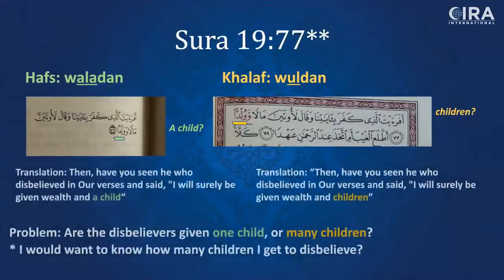Chapter 19, and this will be the last one we're going to look at before we go and do some more comparisons of Hafs and Warsh. This is chapter 19, verse 77. Hafs on the left, and now we have Khalaf on the right. They are both narrators, what we call rawis. Speaking of someone who rejected the words of Allah and said that I will be given wealth and a child, وَوَلَدًا, in a singular, where Khalaf reads وَوُلْدًا, wuldan, in a plural.